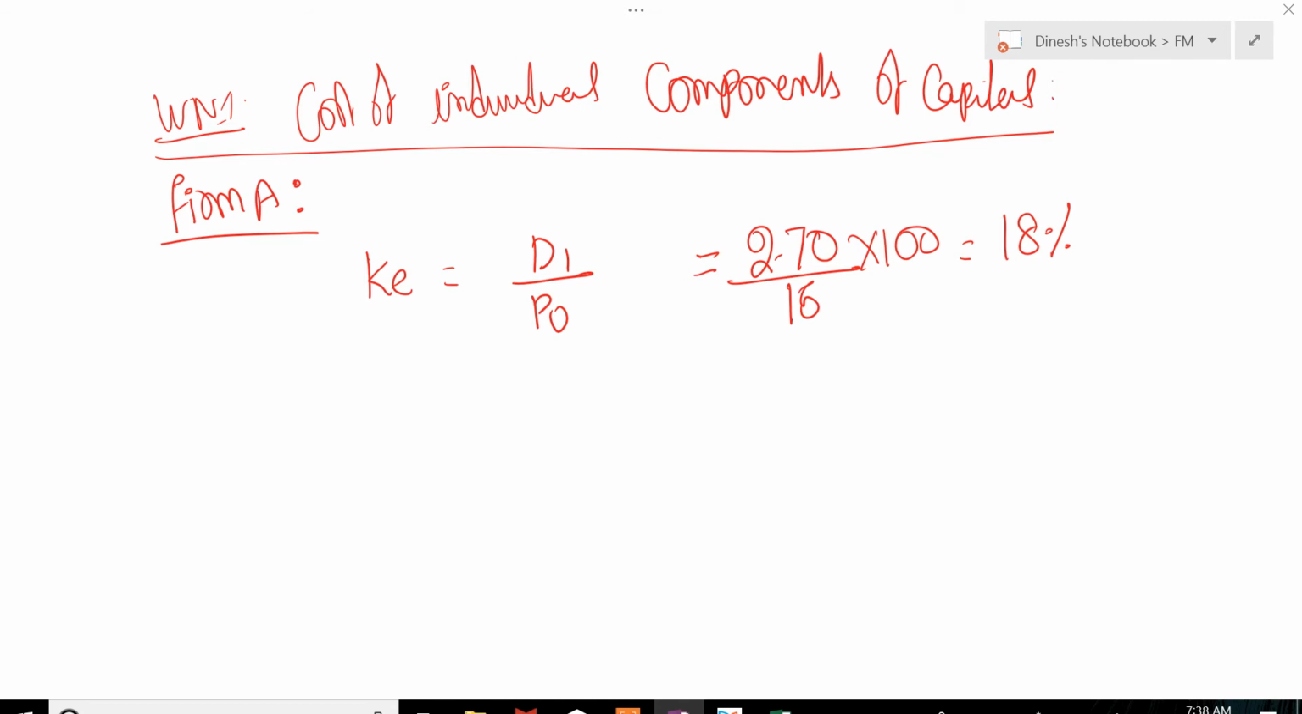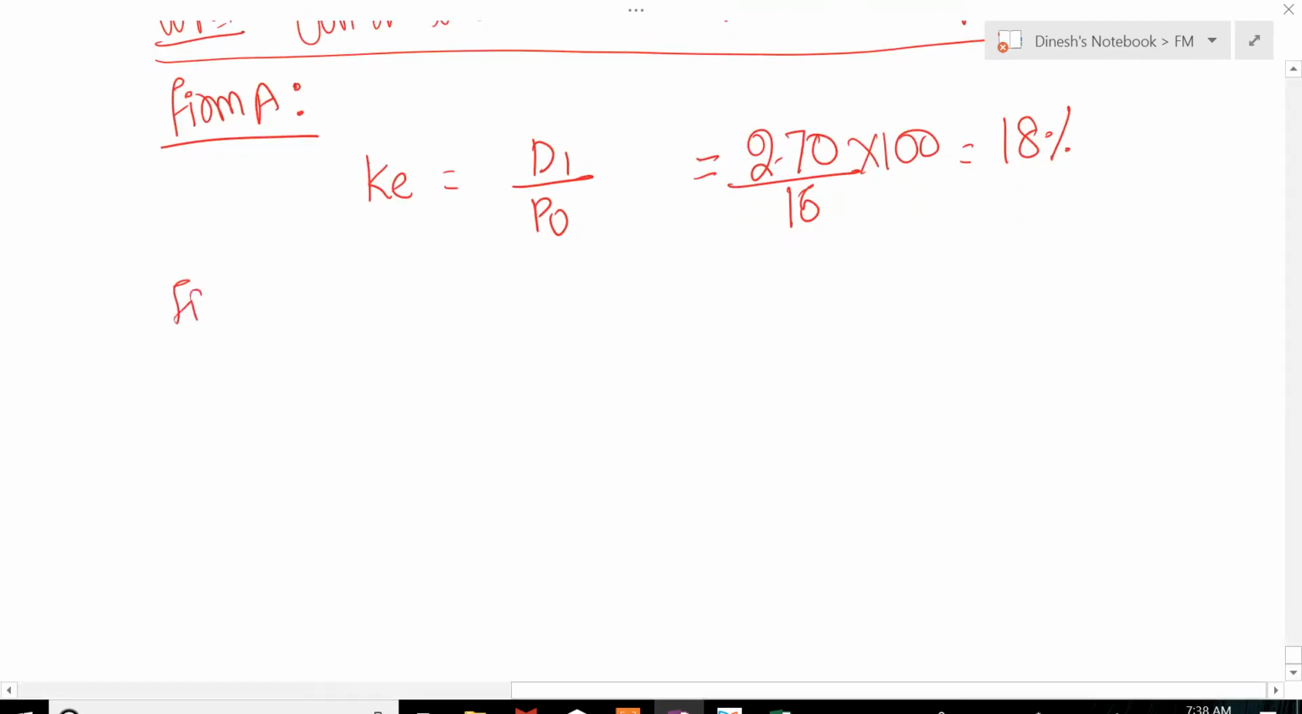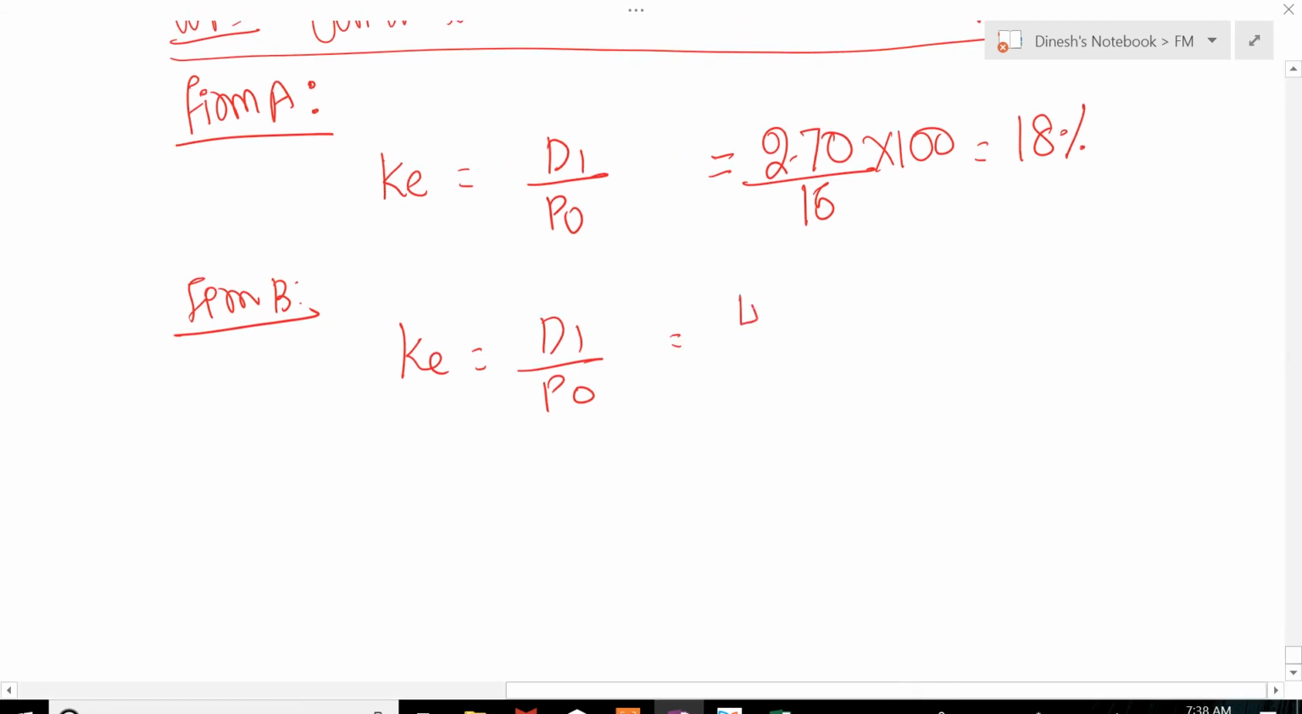Next, firm B. Same formula for KE, D1 by P0. What is the D1 here? P0, 4 by 20 into 100, 20%.